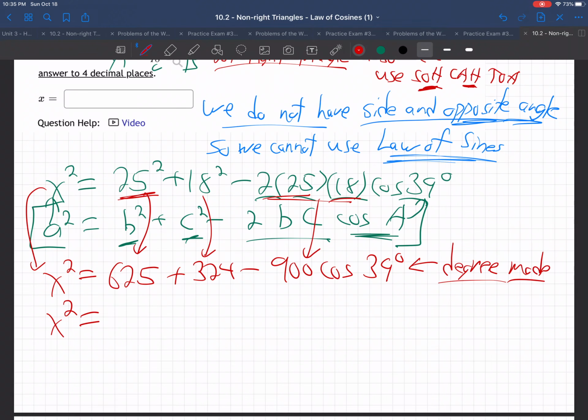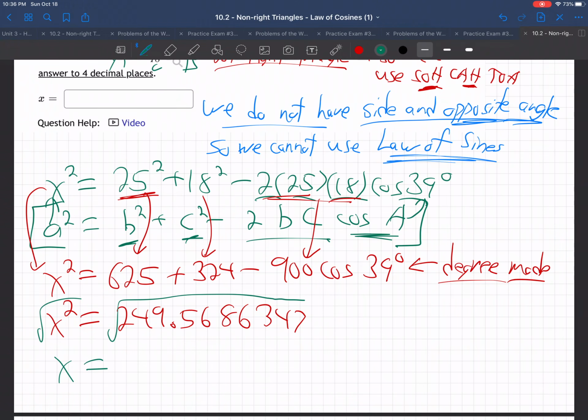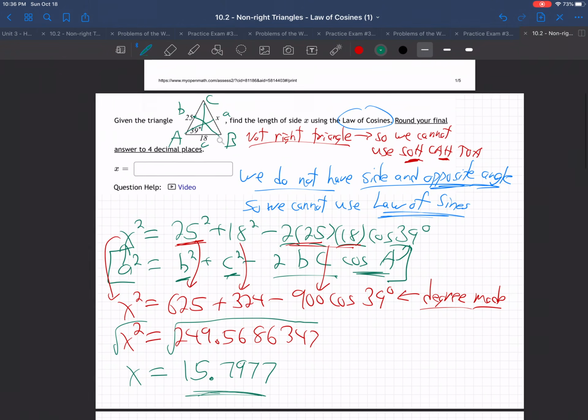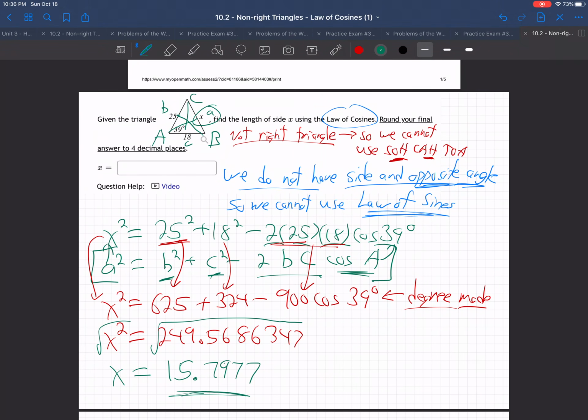I'm getting 249.5686347. Last step now, root it to find x. Easiest way is just go second, square root, and hit the answer button. If you have an answer button on your calculator, just square root the answer. So 15.7977. So there it is. We found this other side here, x.